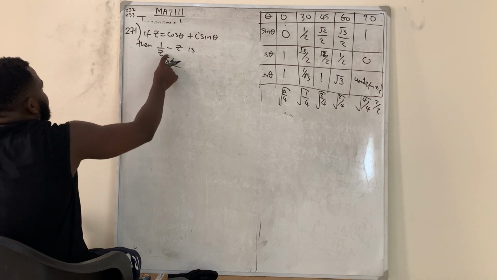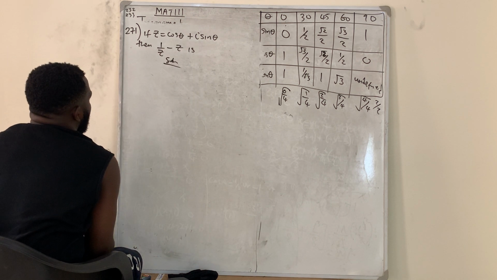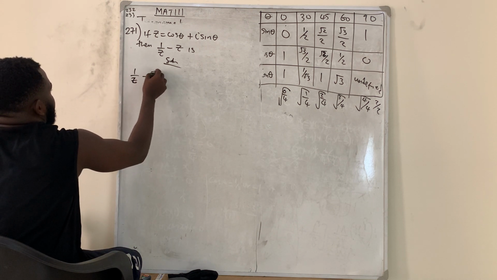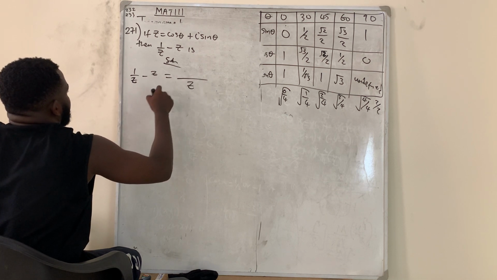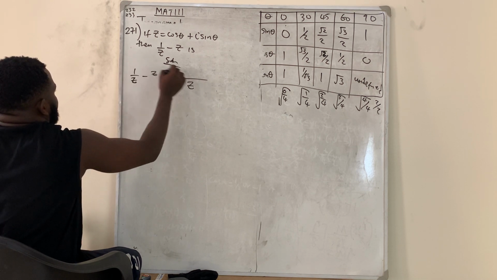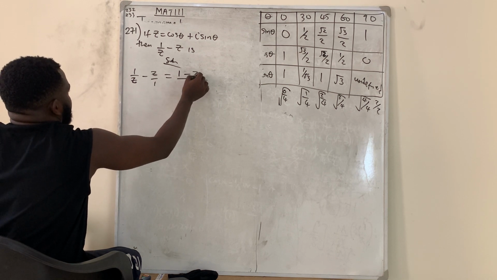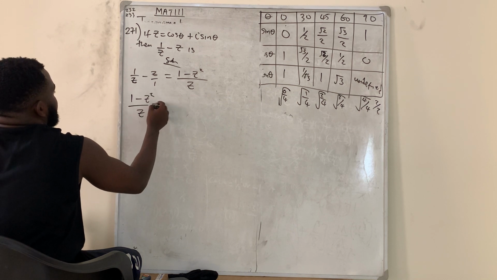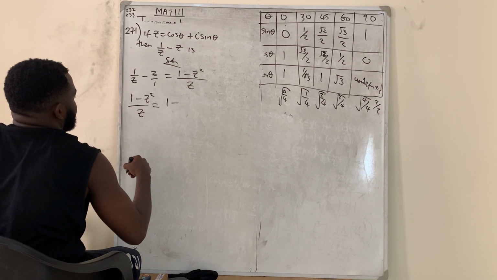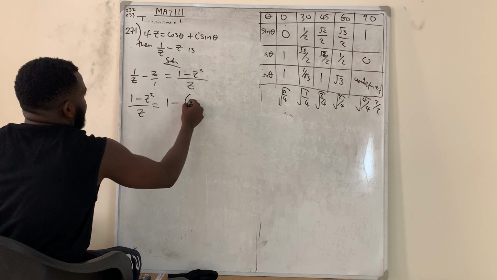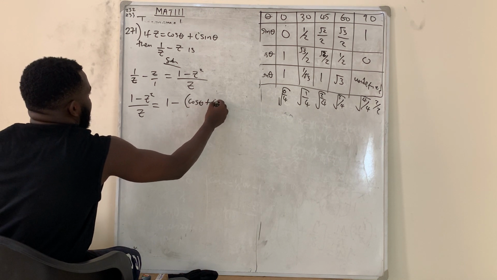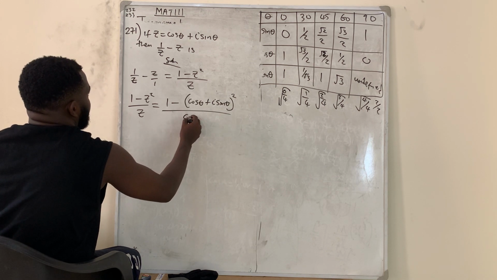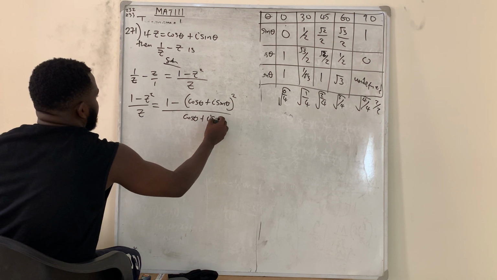Now I have 1 over z minus z, which is what? The LCM is z. z divided by z is 1, 1 times 1 is 1, minus z squared. So I have 1 minus z squared over z. So which is what? 1 minus, what is my z? My z is cos theta plus i sine theta, all squared, then all over my z, which is cos theta plus i sine theta.